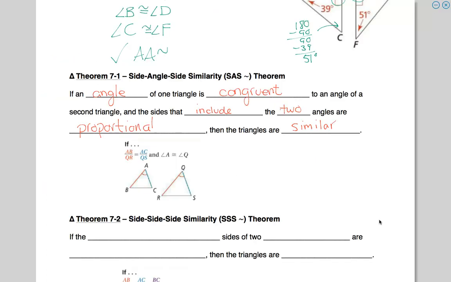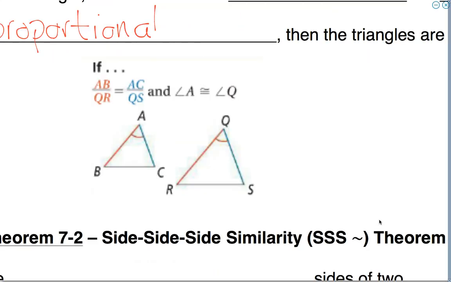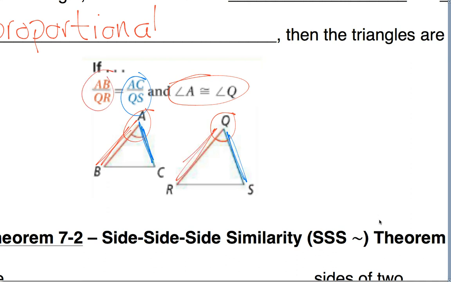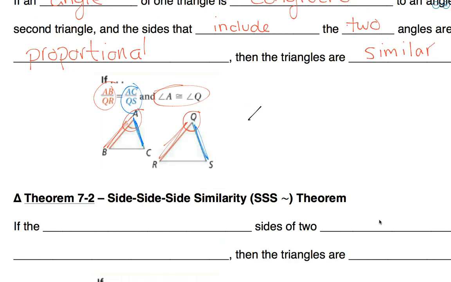So this is really condensing what we did yesterday and saying we don't need to show that all the angles are congruent. In fact, let's just show that one of them is congruent. And then the sides that are going to include those angles, which means comes out of those angles. So AC is going to go with QS, and AB is going to go with QR. If those sides are proportional, then triangle BAC is similar to triangle RQS.